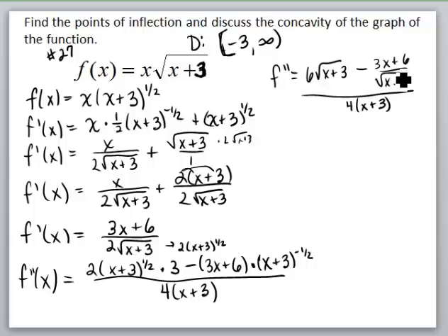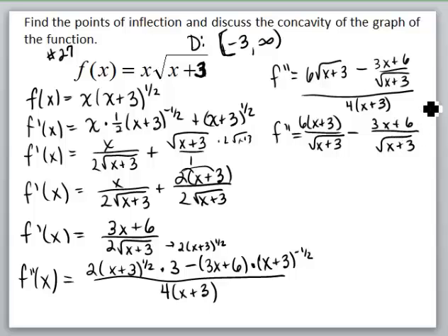Well, I now need to combine like terms up here. So what that's going to give me is I'm going to want to make the common denominator be square root of x plus 3 on the bottom. So that's going to give me 6 times x plus 3 on the top, and then I'd keep my 3x plus 6. Now this is being subtracted here, so I've got to make sure I distribute my negative through.